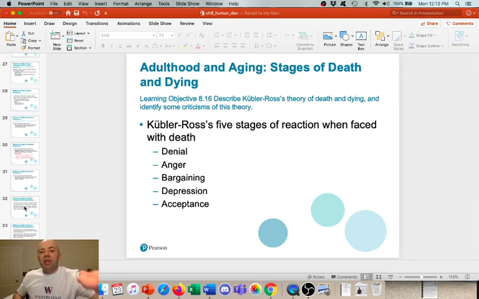And I'm not saying you go through these stages sequentially and it's over and done with. People bounce back and forth through them. But these are the stages that psychologists typically study at the end of life.